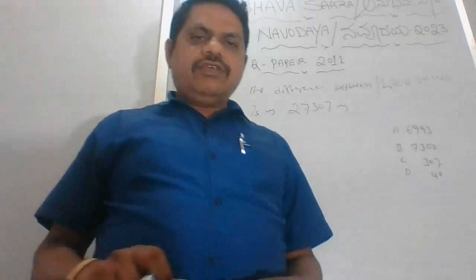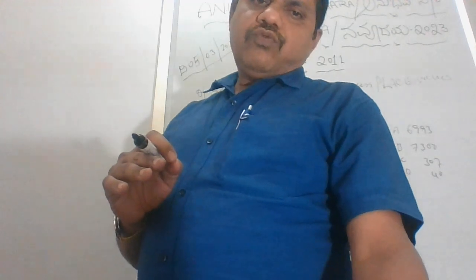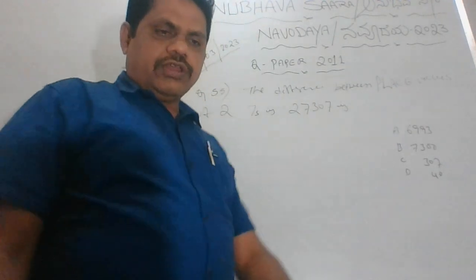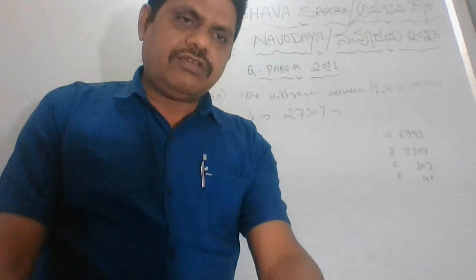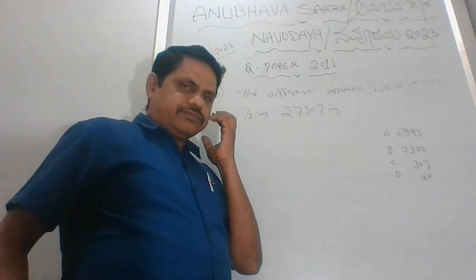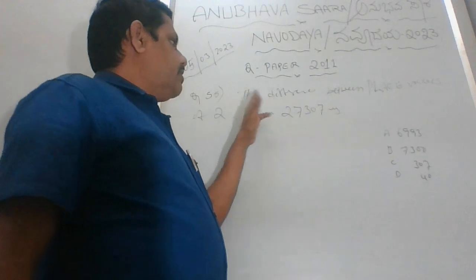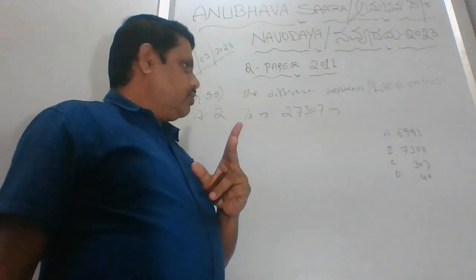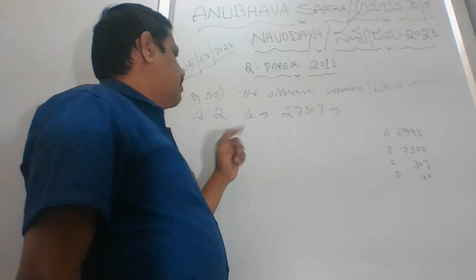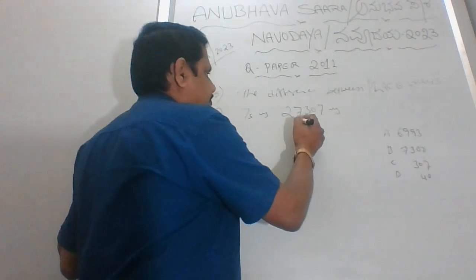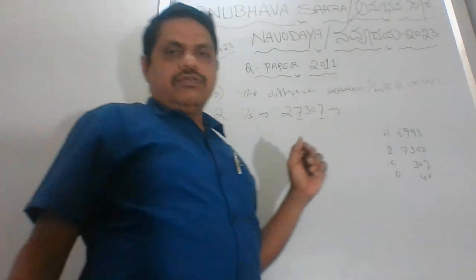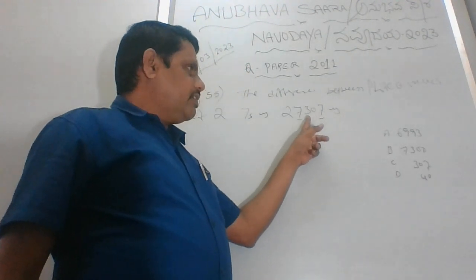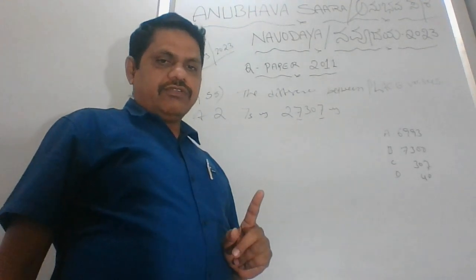Okay, the difference between the place values of the sevens. Clear? So I hope you can understand what the question is about. The difference between the place values of two sevens. Here, one seven is in the ones place, and the second one is in the thousands place.